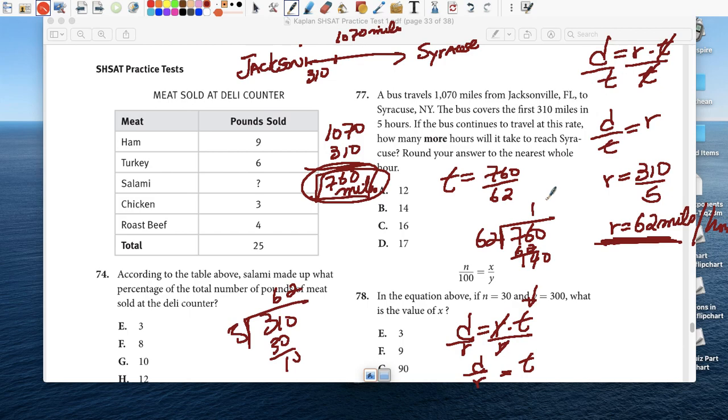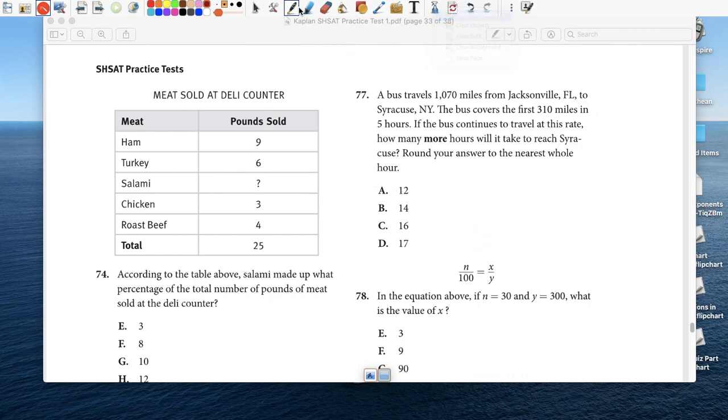Round your answer to the nearest whole hour, okay? 12 times 62 is 744, and 760 minus 744 is 16. We're going to add a decimal, 160. That's going to be 12.2, right? 12.2 and change. So the closest answer would be 12 hours. Okay? Ooh, quite a few steps in here.